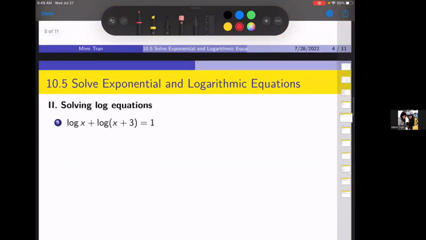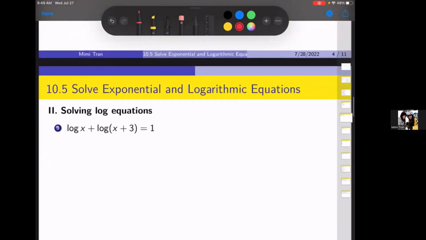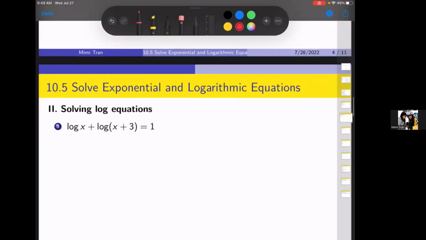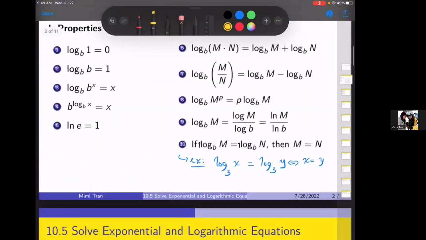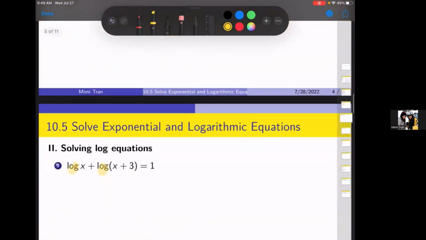This one right here is slightly more complicated. Please do not cancel. I know it's tempting, but please don't cancel. Like, it's the same base, I can cancel, but only if what? Only if you have one log on the left and one log on the right, you can cancel, right? But here, they're not like that. They have a 1 in between.